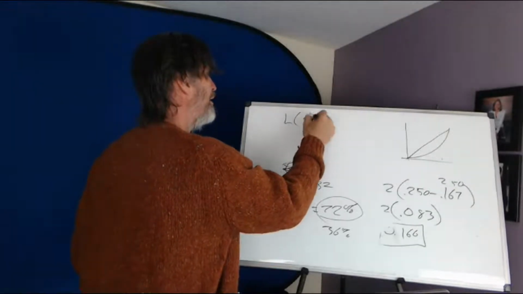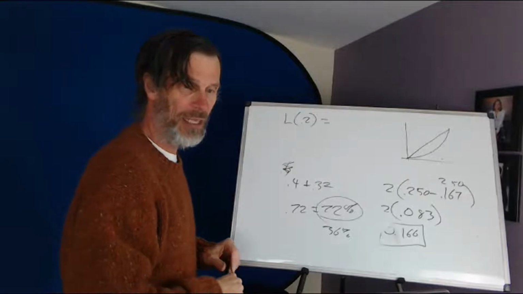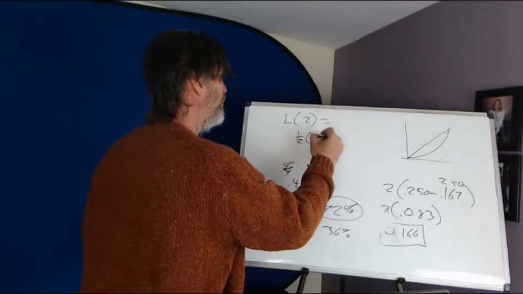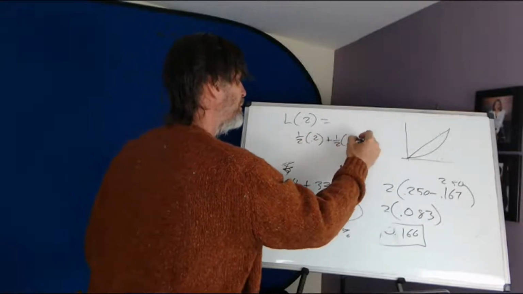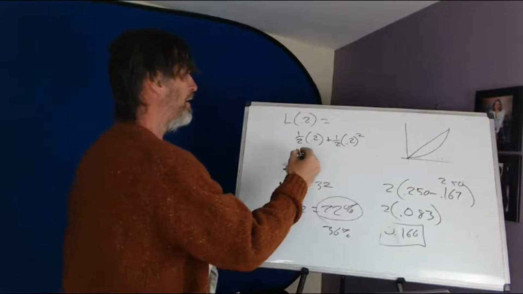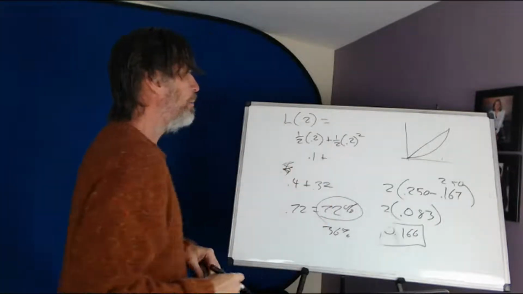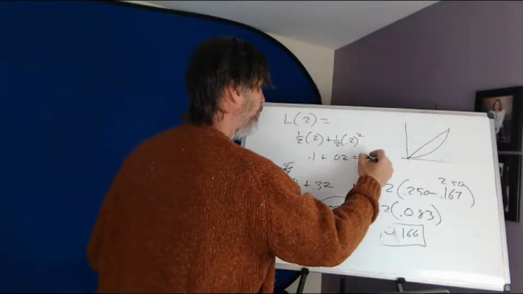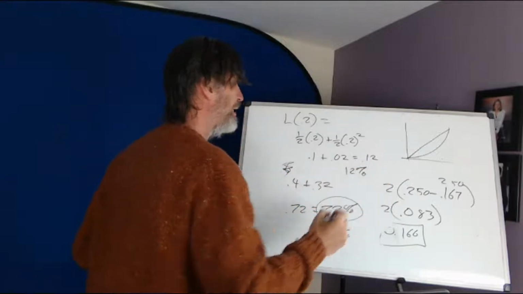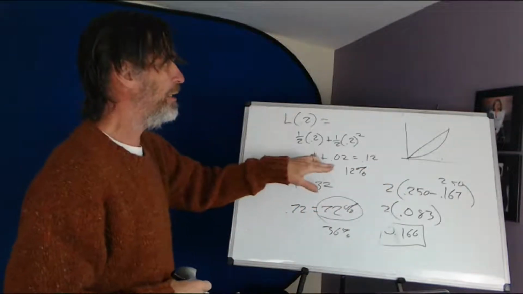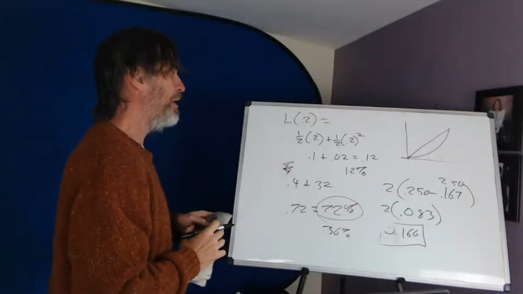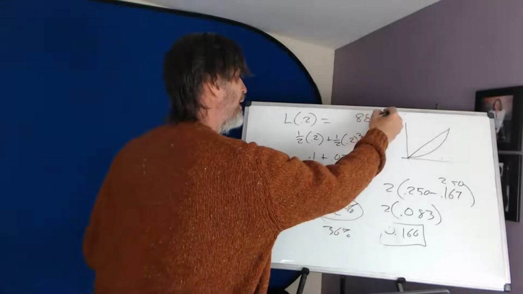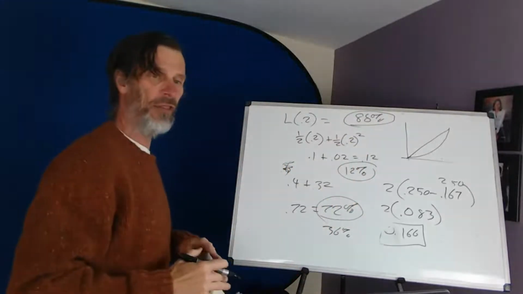Yeah. So I'll calculate L of 0.2 first. This will be the wealth of the bottom 20%. 1/2 times 0.2 plus 1/2 times 0.2 squared. And 1/2 times 0.2 is 0.1. 0.2 squared is 0.04. So that's 0.02, 0.12, 12%. So the bottom 20% controlled 12% of the wealth. Therefore, the top 80% must have had the rest. The top 80% must have had 88% of the wealth.